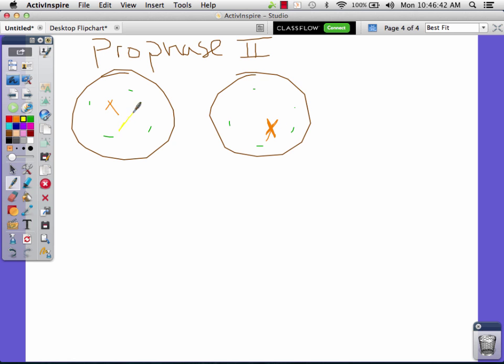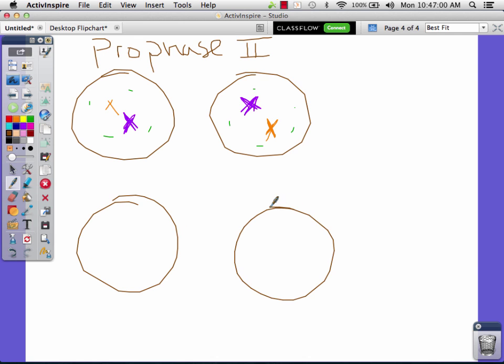Okay, but this time, not yellow. Okay, so it's the exact same thing. This time, it's just happening in 2 cells. Okay, then we have our metaphase. Okay, the exact same thing as the first metaphase. Chromosomes. They line up in the middle here.